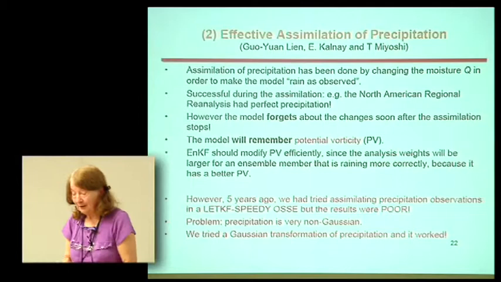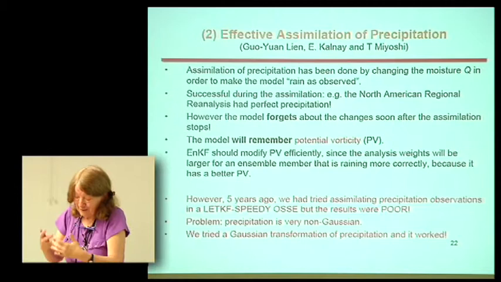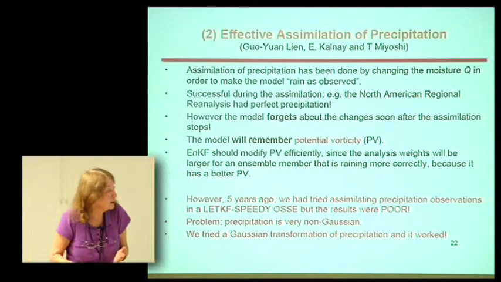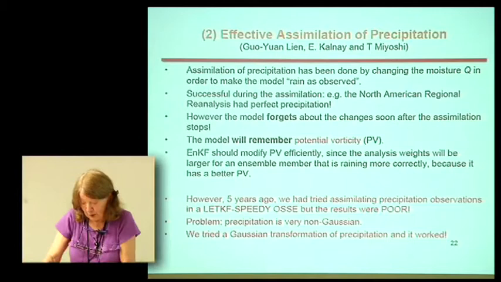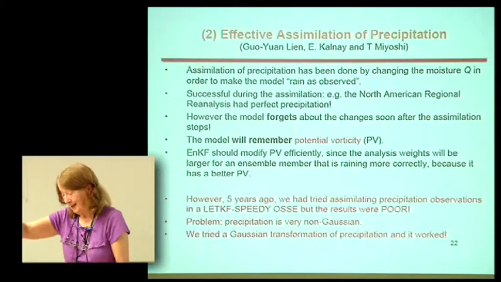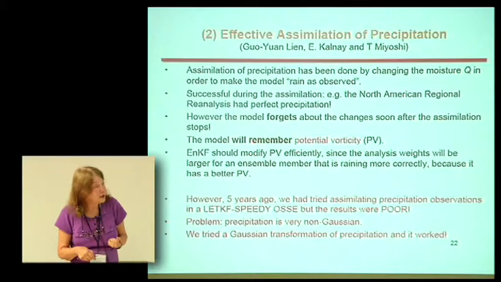As Roberto Mechoso mentioned, the potential vorticity is the real dynamical variable that the model remembers. So we have to change the potential vorticity, so the model will remember the changes. When we make the model rain as observed during the assimilation, when the observations of rain go in, you get perfect agreement. But as soon as you make a forecast, it goes back to what it wanted to do before. So what we want to do is change the potential vorticity, not the moisture.